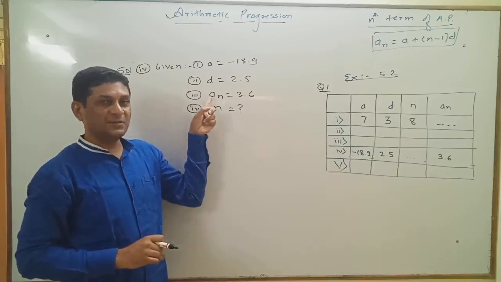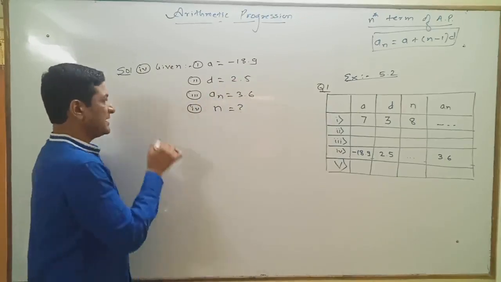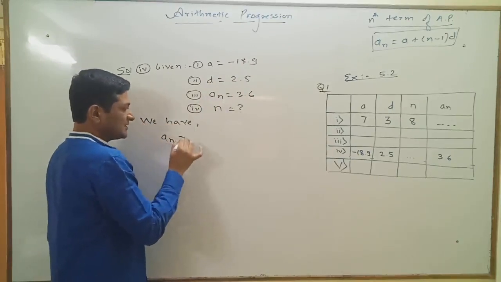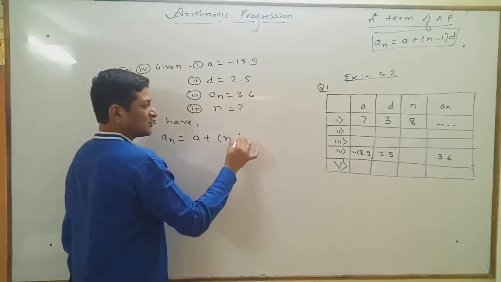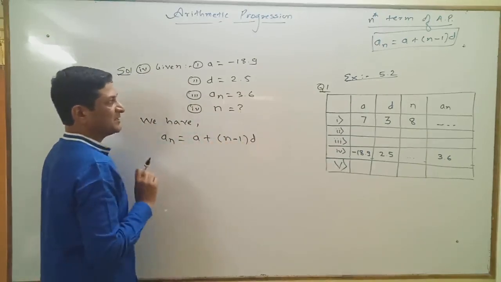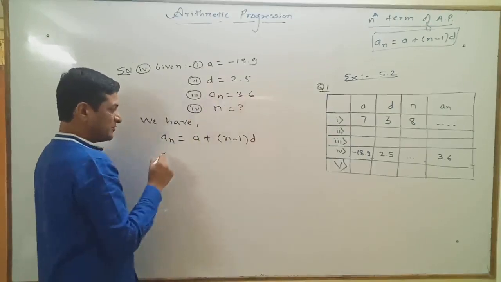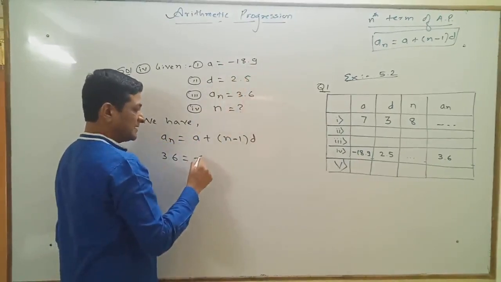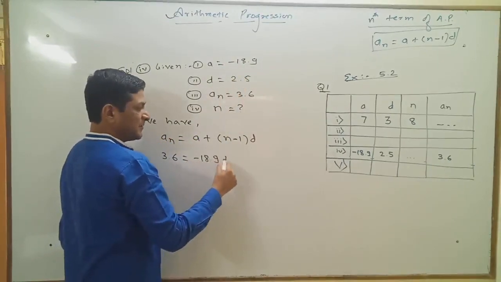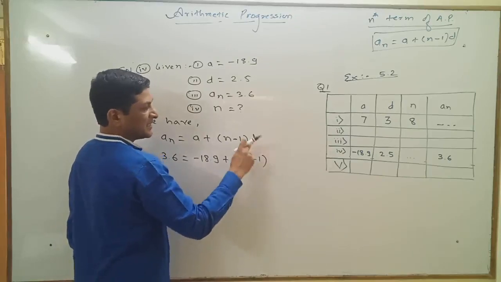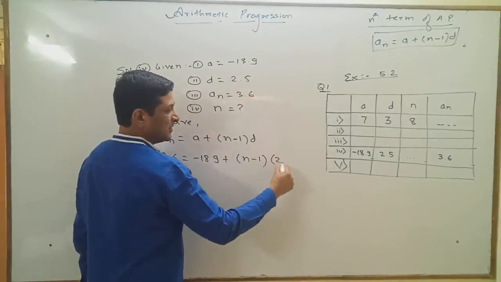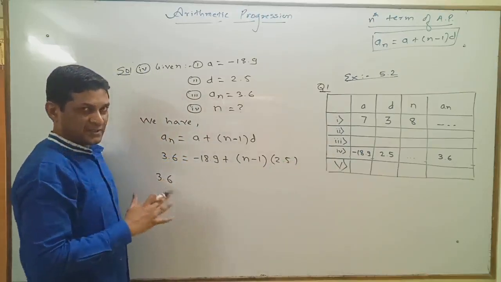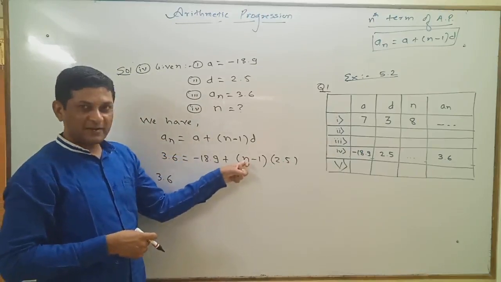Again, since n is asked, we are applying the formula of the nth term. So we have one formula for arithmetic progression, that an is equal to a plus n minus 1 into d. Now we are substituting the values here. an we are replacing by its value 3.6 is equal to, substitute the value of a which is given to us, minus 18.9 plus n minus 1, keep it as it is, and substitute the value of d. d is equal to 2.5. So 3.6, keep it as it is, just simply use transformation. Our required value is n.